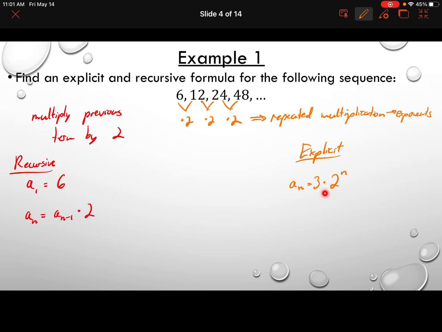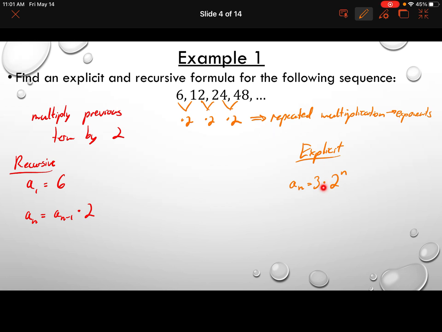Does it work for the third term? If I plug in 3 now for the third term, I get 2 cubed. 2 cubed is 2 times 2 times 2, which is 8. 8 times 3 is 24. Looks like it works. And then you can easily test it for the fourth term as well, and you would see it works. So the explicit formula for this sequence is 3 times 2 to the n power.